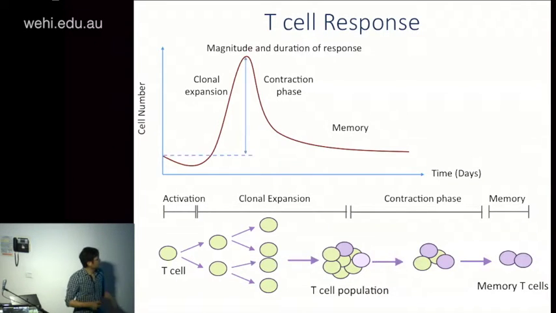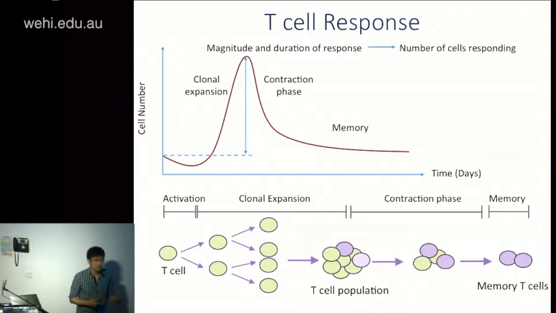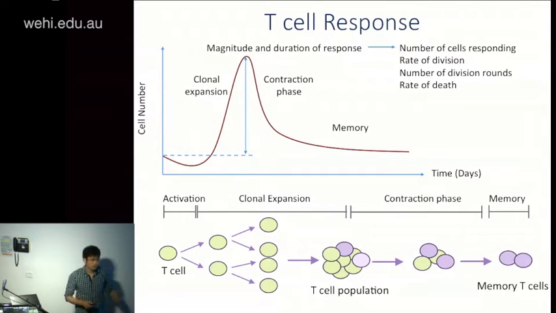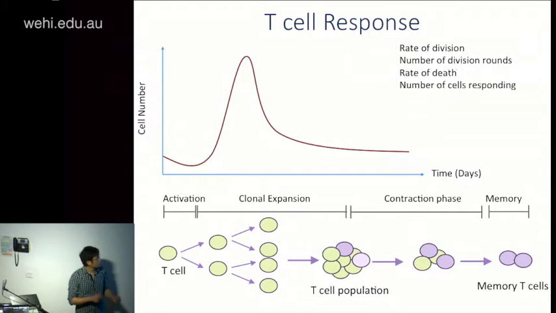So the magnitude and the duration of the response is determined by the number of cells that are responding, the rate of division, the number of division rounds the cells undergo, as well as the rate at which the cells die. And all in all, this whole immune response is amazing because it not only helps us clear infections, but also ensures long-term protection against reoccurrence of the infection.